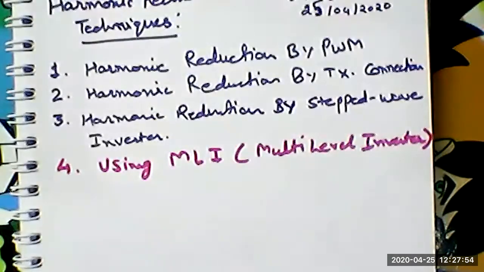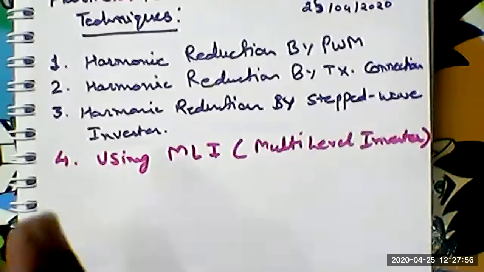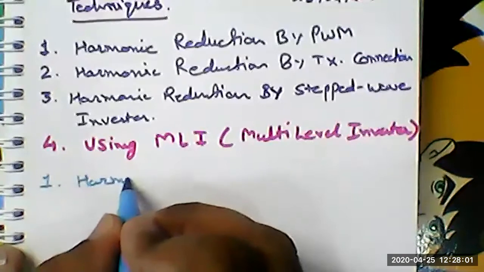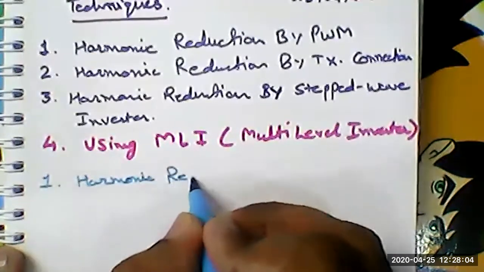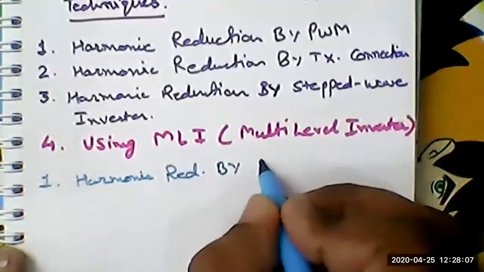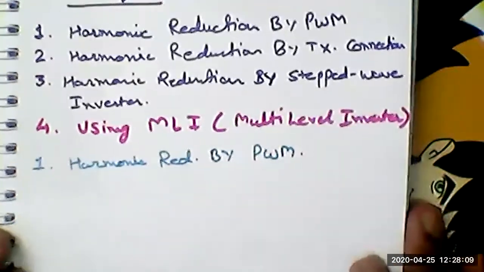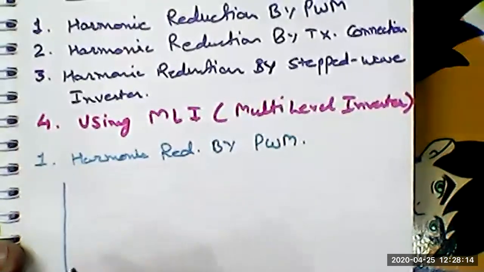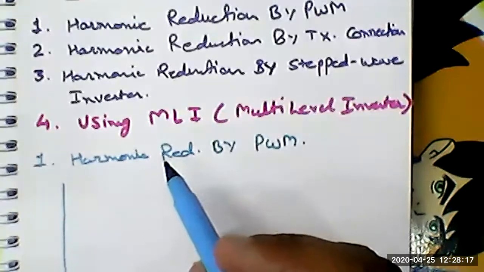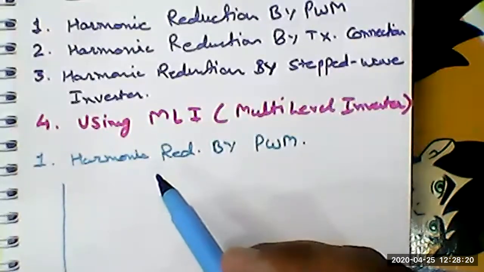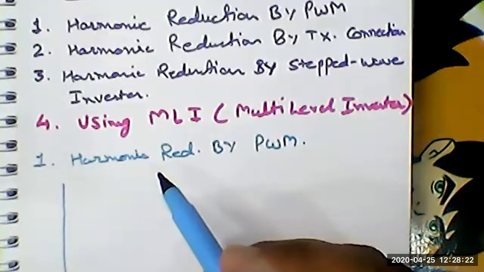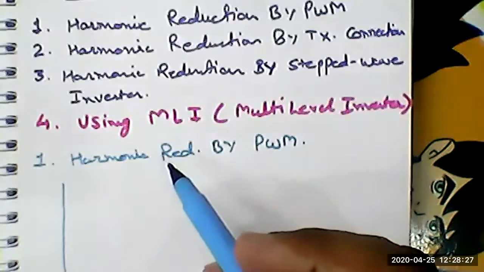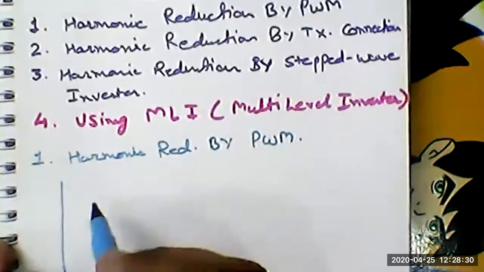Now let us consider the first one, that is harmonic reduction by PWM, pulse width modulation. Let us see. Mind it, this is the technique in which we do switching of the devices in such a way that the output voltage is having better quality. How we can achieve that, we will see.